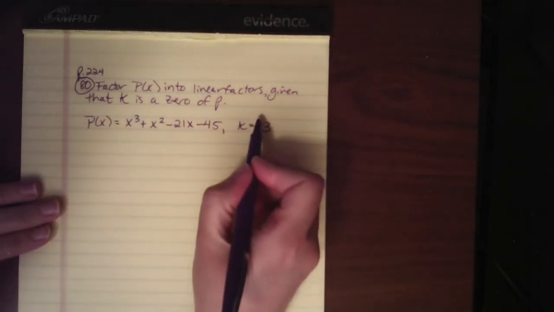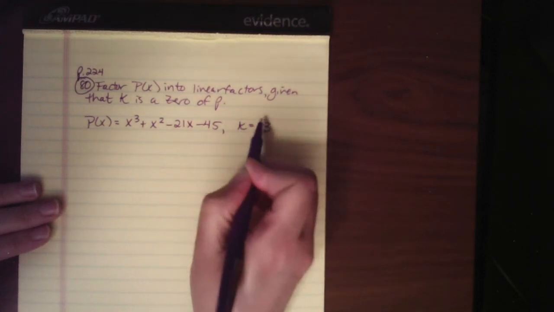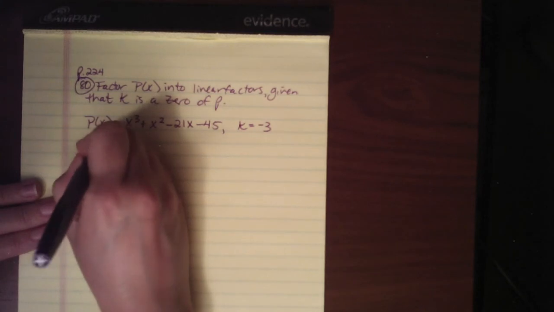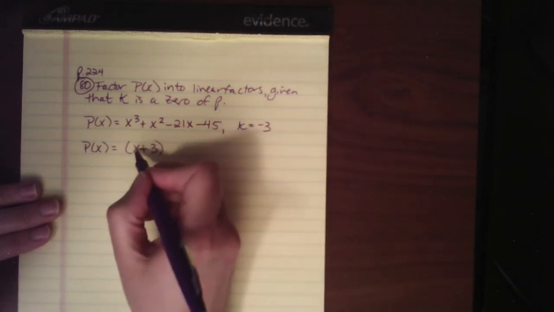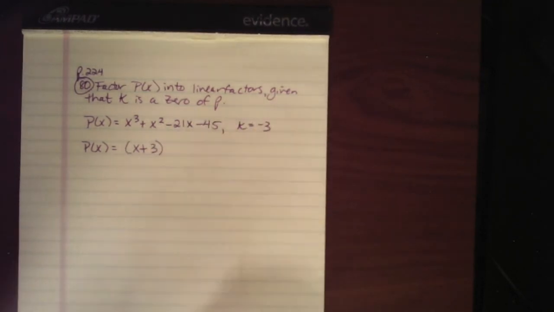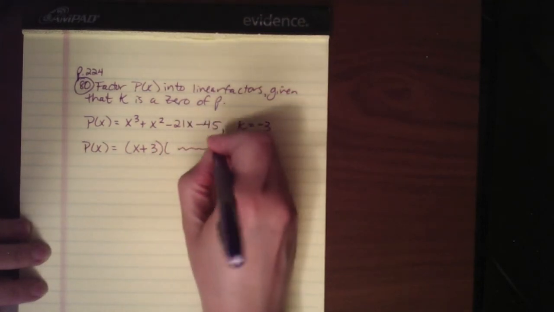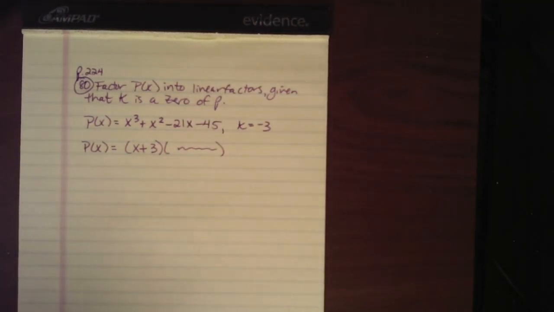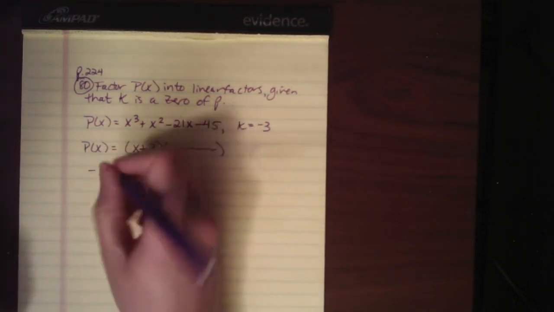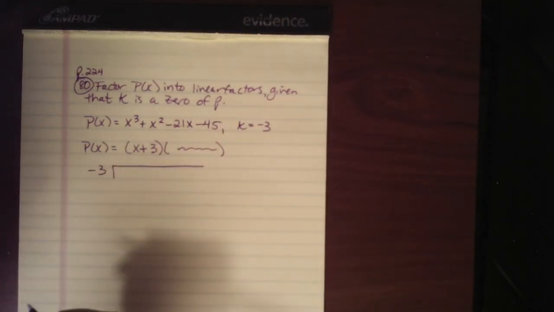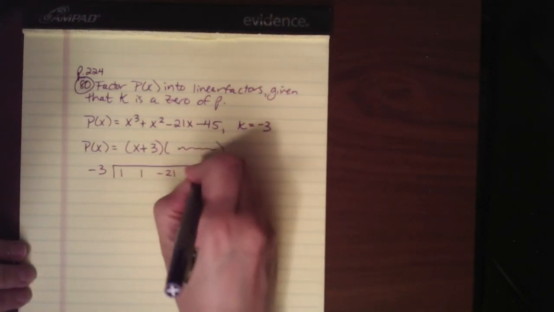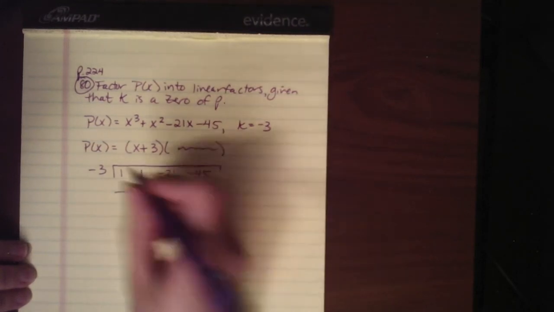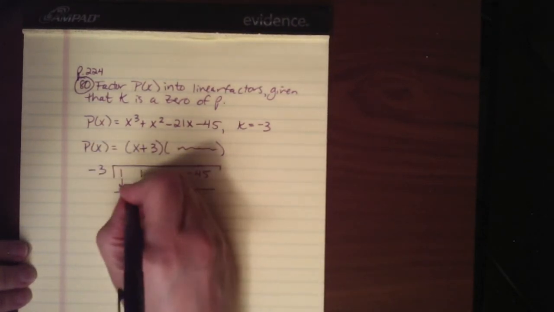So here's what we know. If this guy is a 0 of p, it means that one of our factors has to be x plus 3. Right? Because when we plug a negative 3 in here, negative 3 plus 3 would be 0. So there's one of our factors, and then we've got to have other stuff. So we need to find the stuff, and that's where the synthetic division comes in. So we put our k value out front, plug in our coefficients, 1, 1, negative 21, negative 45. Do our synthetic division.